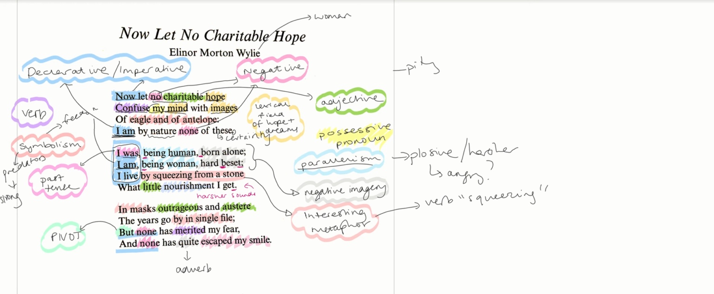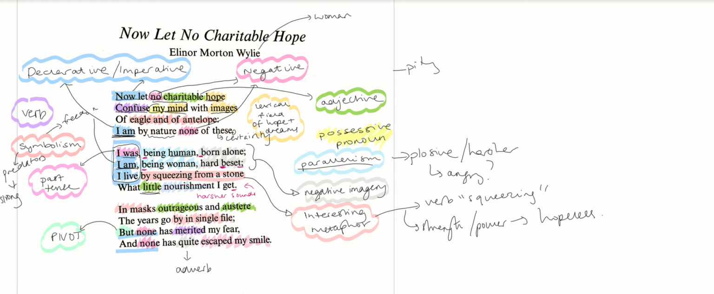So she's putting a lot of effort, a lot of strength, a lot of power, into things that perhaps don't give anything back. And so that really is kind of a hopeless metaphor given to us. I live by squeezing from a stone. What little nourishment I get. So the metaphor extends into that fourth line, and by squeezing from a stone, by trying to get things out of life that are hard and take a lot of time, she gets very, very little. So we have that adjective, she gets little nourishment from the things that she does.